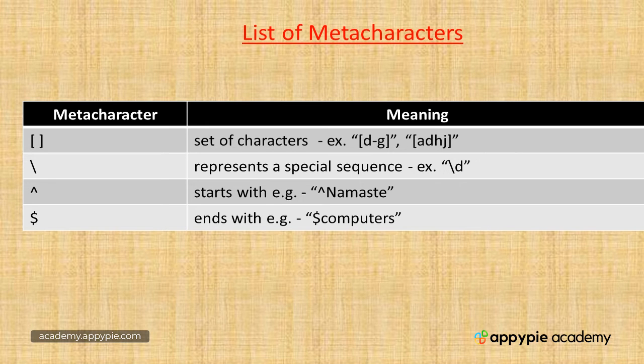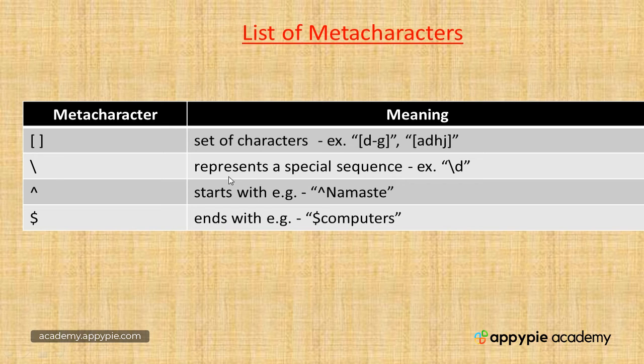I will show you a list of important metacharacters which we use at the time of writing regular expressions. Square brackets are for a set of characters. For example, D hyphen G means all the characters in the string which are either D or E or F or G will be printed. Similarly, ADHJ is an example. We have already done an example for this square bracket. This is called a set.